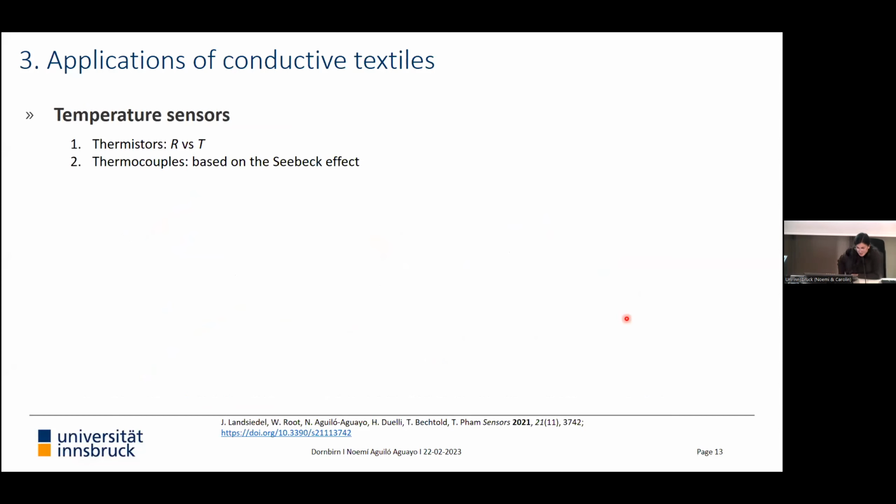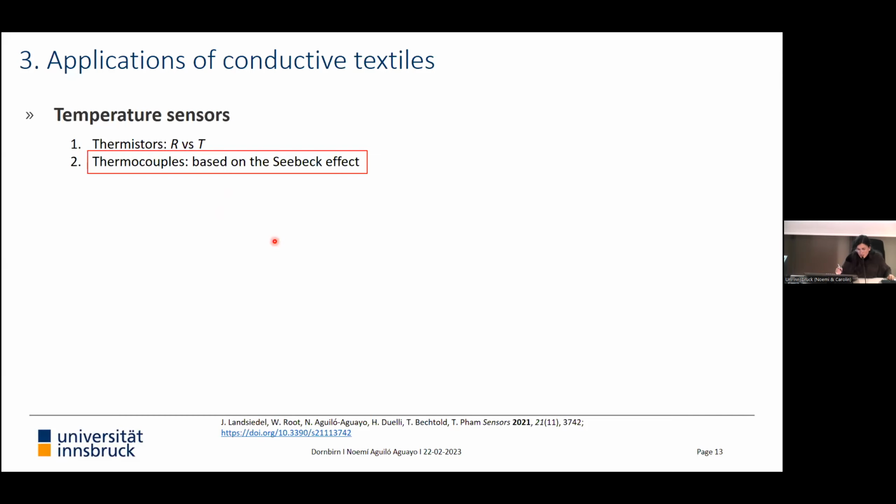Another application is as a temperature sensor. I have already mentioned that the resistance can change with temperature, and this is called a thermistor, and they can use thermistors to measure the temperature. But now I would like to talk about thermocouples.